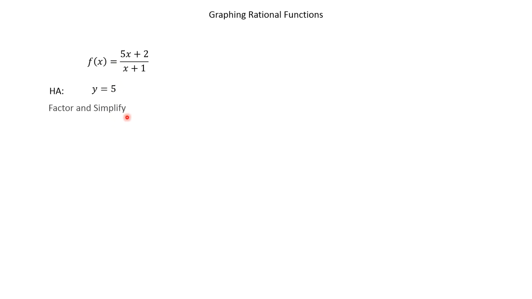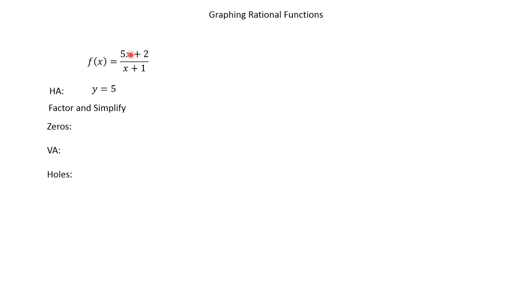Next, we can factor and simplify. Well, it's already factored and simplified. There's nothing to do with it. So we can look for zeros, vertical asymptotes, and holes. And notice these three, it doesn't actually matter what order you do them in. I'd go horizontal asymptote first, then factor and simplify, then zeros, vertical asymptotes, and holes.